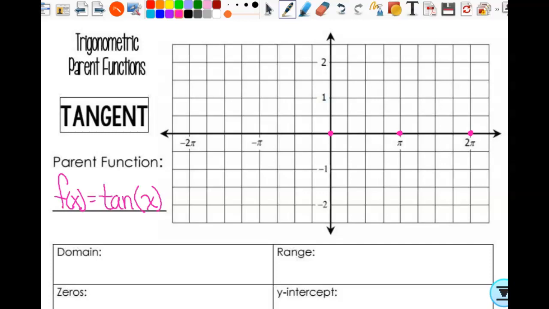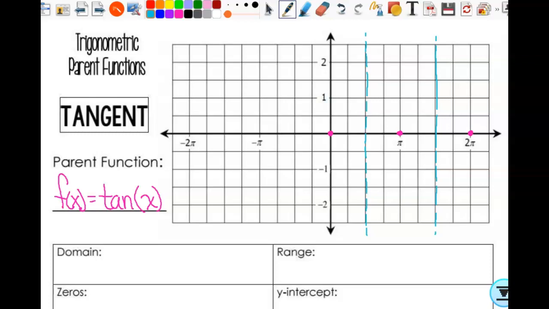Undefined. And so how do we normally show undefined on a graph? Vertical what? Asymptote. Very good. So since tangent is undefined at pi halves, we're going to have a vertical asymptote right there. Make sense? What's the tangent of 3 pi halves? Undefined also, so we're going to have a vertical asymptote there as well. Okay, make sense so far?